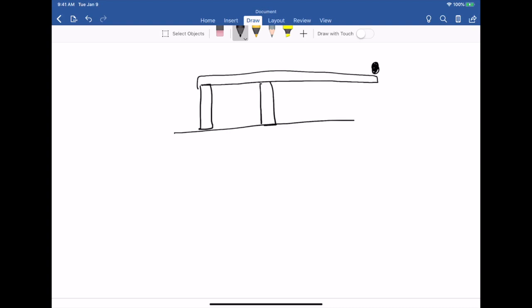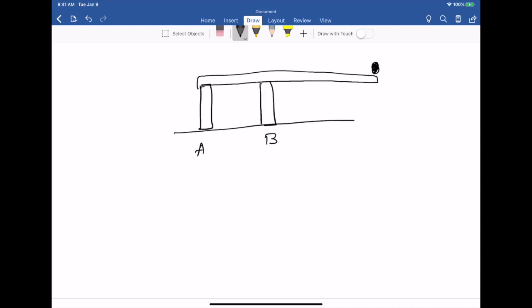Remember that the board is attached to the two pillars, right? It's attached to the two pillars. So now let's think about what is the direction of the force exerted by the diving board A on the pillar. Can you think about that? Is it upwards or downwards?